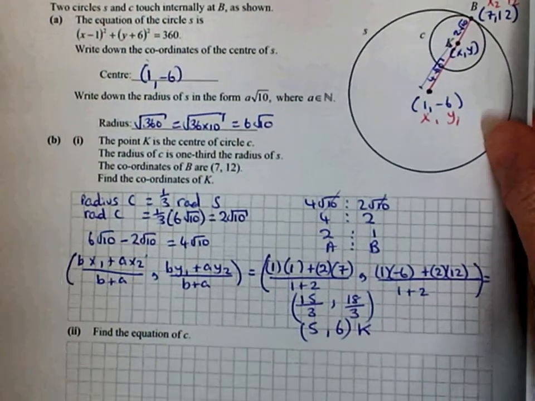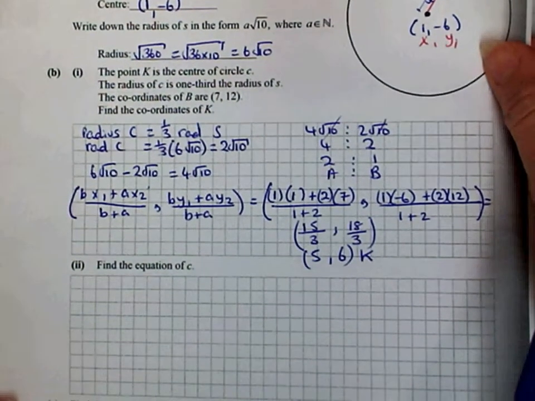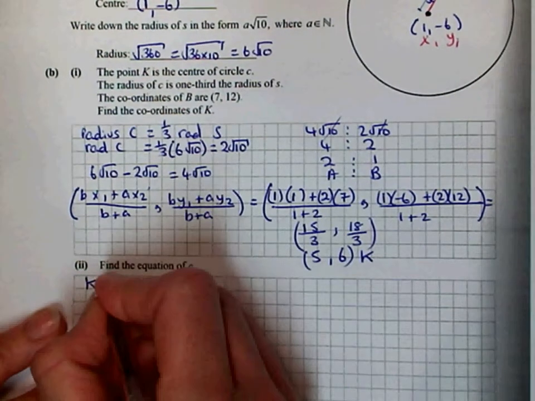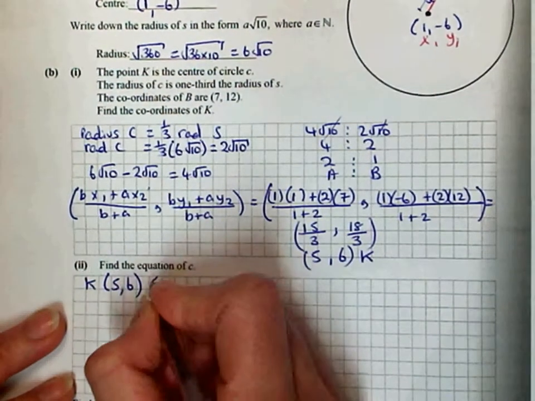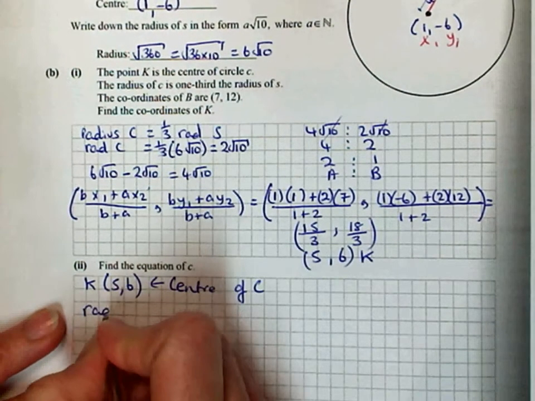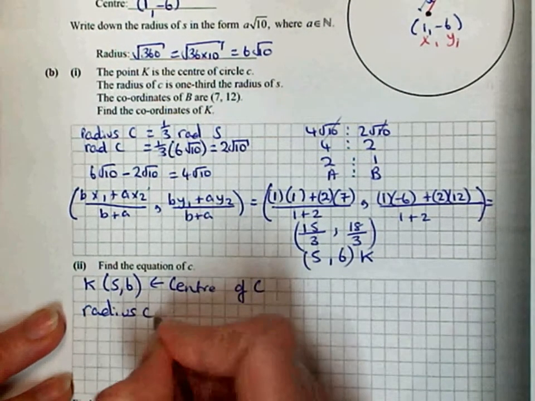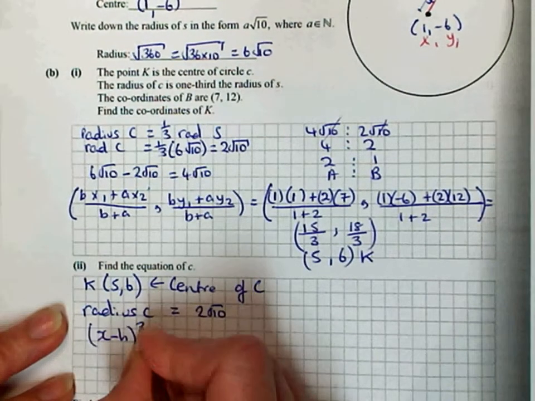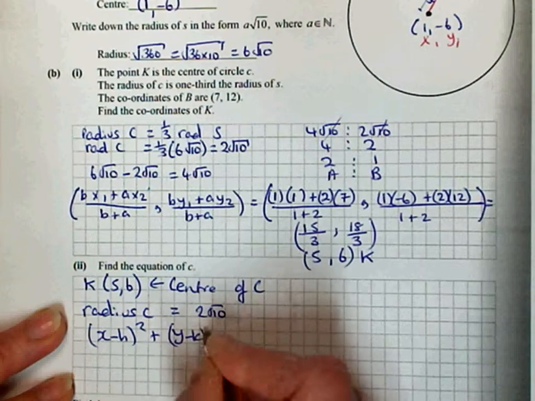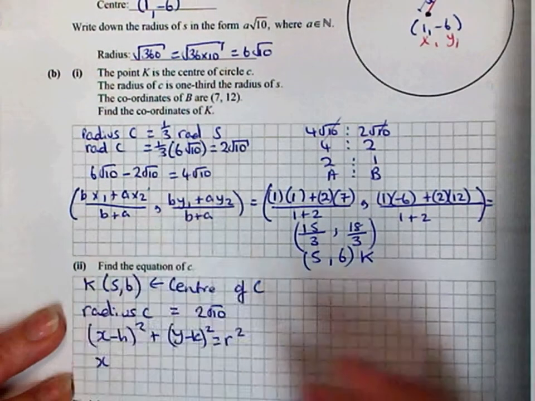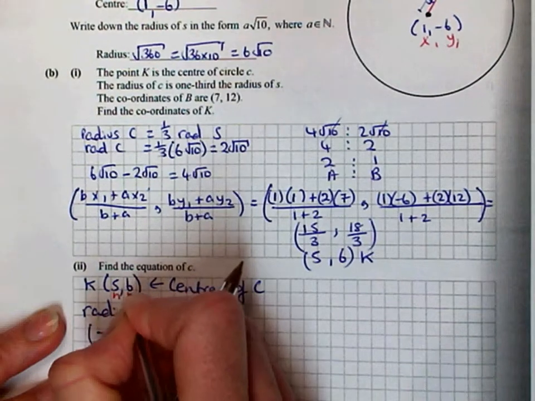Now, part 2 of B asks you to find the equation of C. Okay, so remembering that that point K, 5, 6, is the centre of C, and we know that the radius of C is 2 root 10. So our formula (x - h) all squared plus (y - k) all squared is equal to r squared. So it's x minus, remember that 5, 6, this is h and this is k.